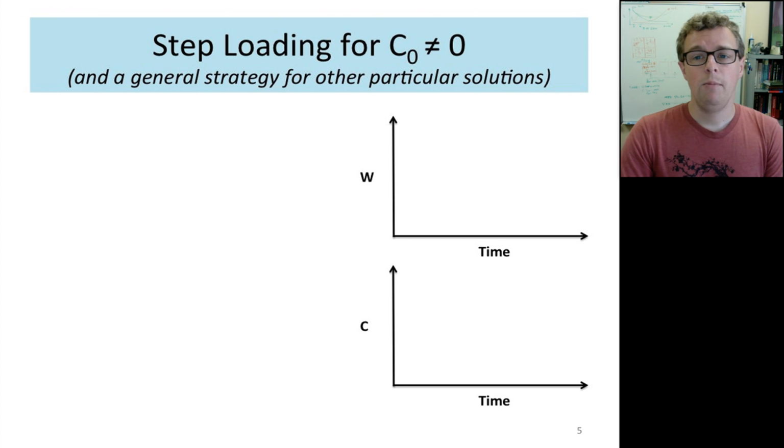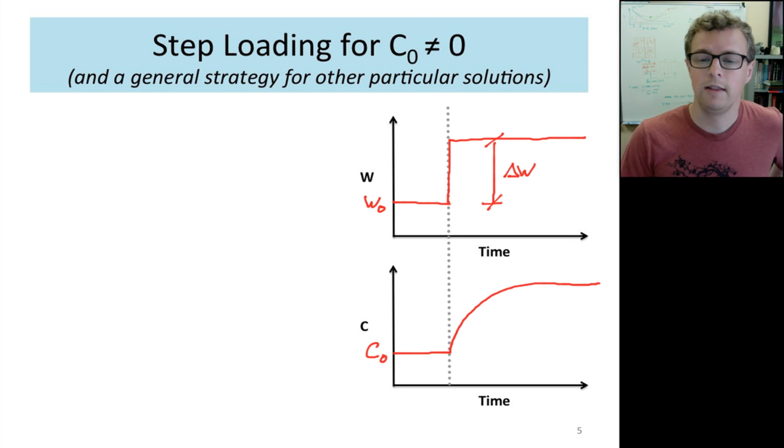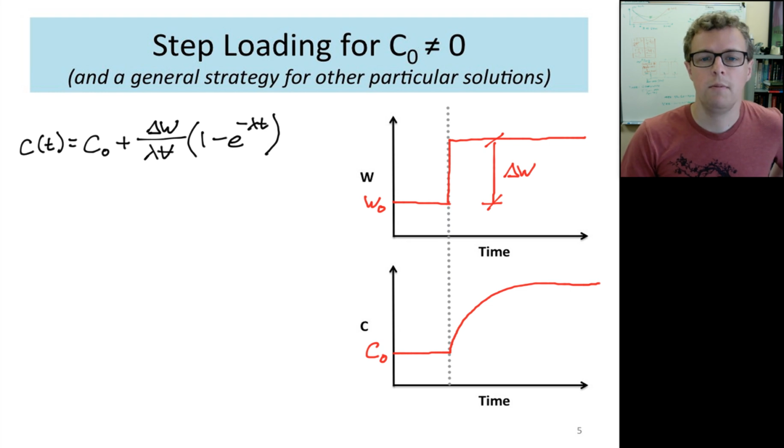Now, what happens if the initial concentration wasn't zero? So a case something like this, where you do have an initial load and you've reached an initial concentration, and then your load steps up partway through, no problem. You can combine those two solutions. So you simply have some initial concentration, C naught, that was due to some initial load, W naught, and you add to it the solution for the new step load.